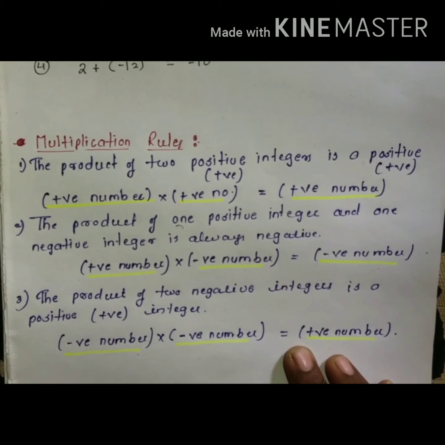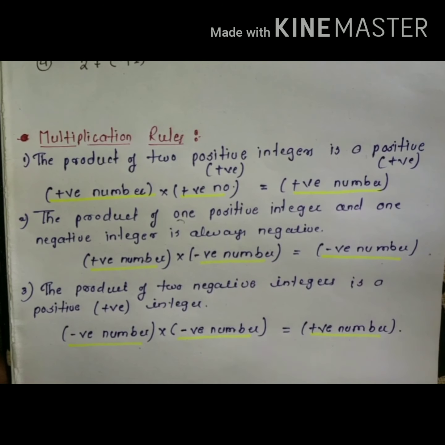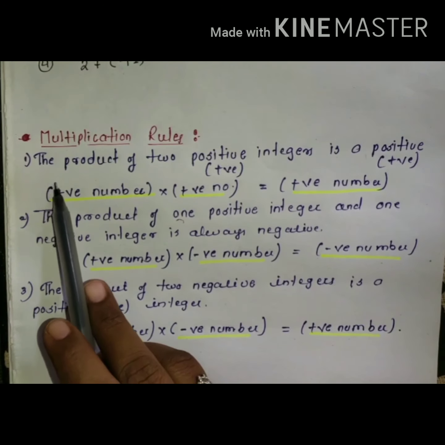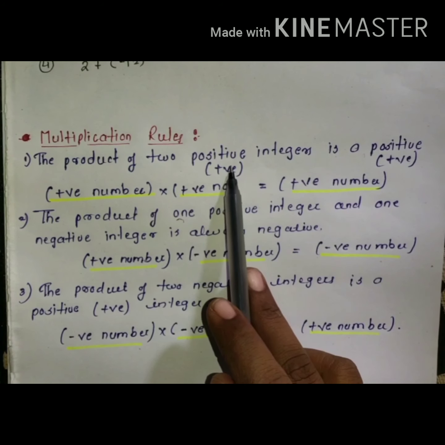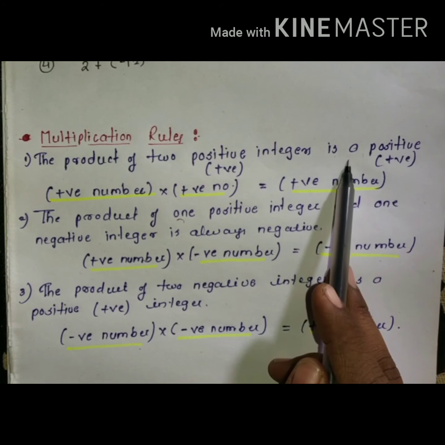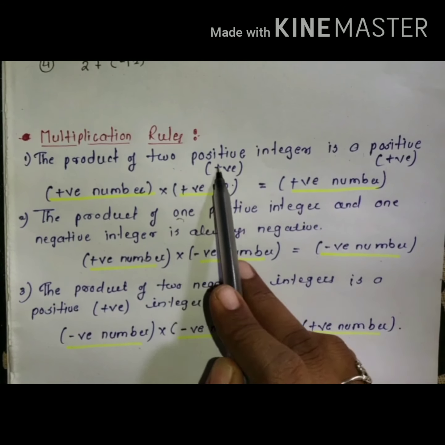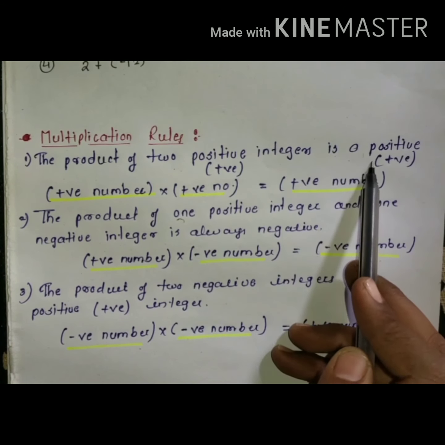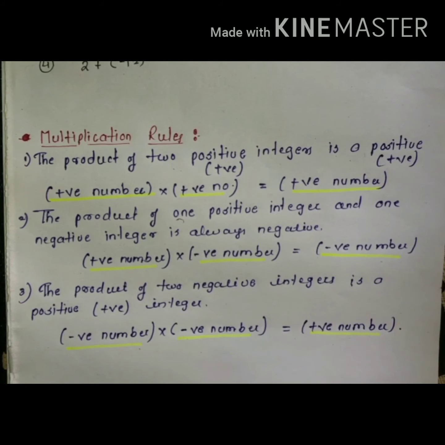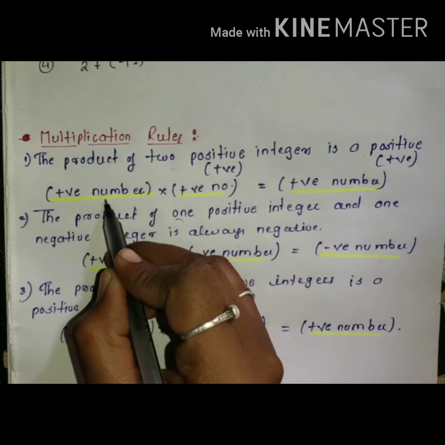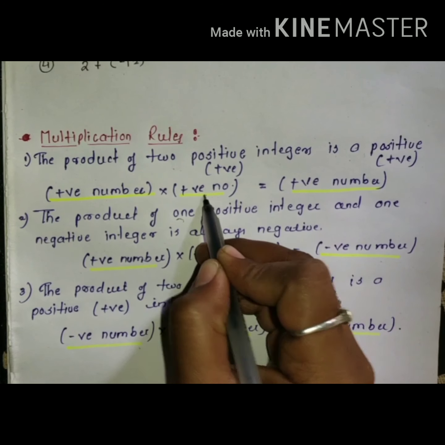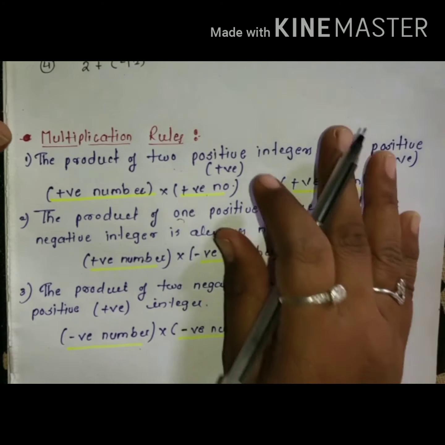As you can see, the first one is: the product of two positive integers is a positive integer. What I said, the product of two positive integers is always a positive integer. That means if we multiply two positive integers, the answer is always going to be positive only. Positive number into positive number, the answer will be positive.